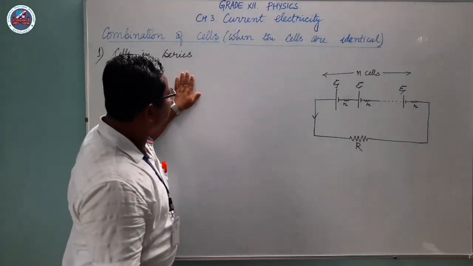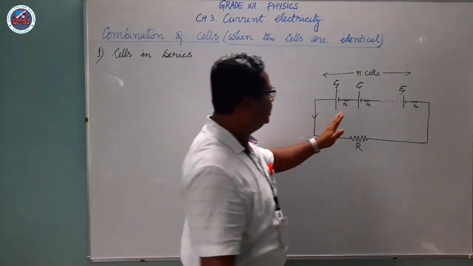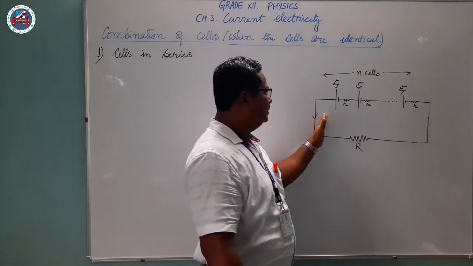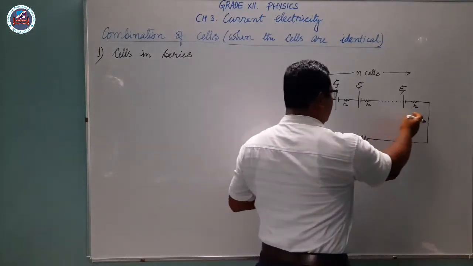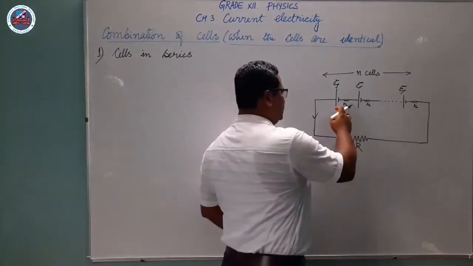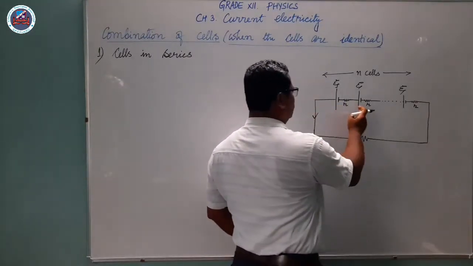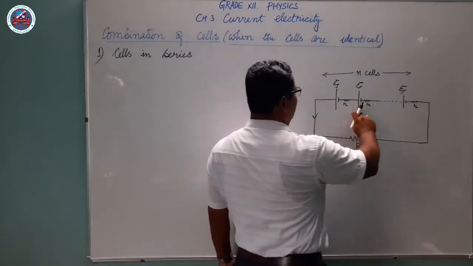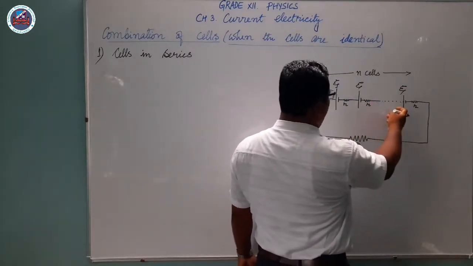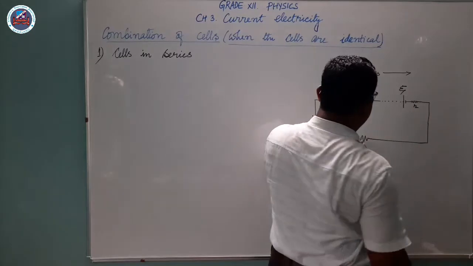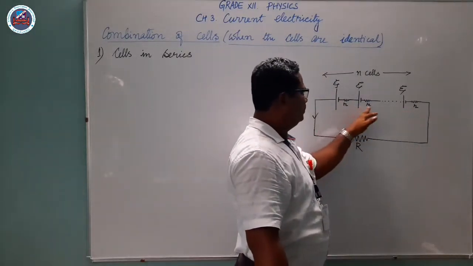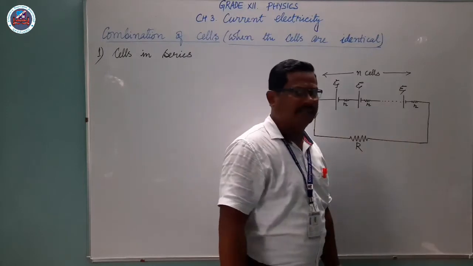In this connection, all the positive terminals will be on one side, and all negative terminals will be on the other side, or we call it an end-to-end connection also. Like this, the negative terminal of one cell is connected to the positive terminal of the other cell. Again, the negative terminal of the second cell is connected to the positive terminal of the third cell, and so on. You can see the polarity, positive on one side and negative on the other side.